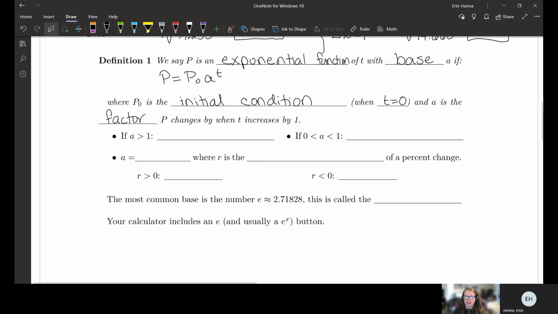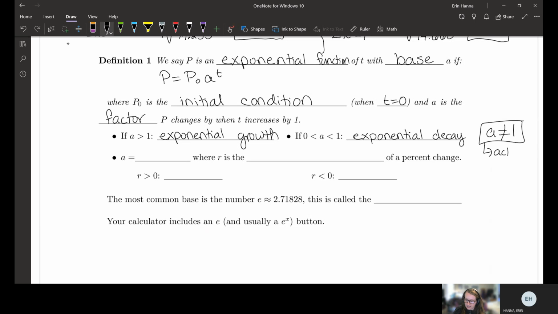So going back to this idea, we have P naught a to the t. Now the a value, if a is greater than 1, we're going to have what's called exponential growth. And if a is between 0 and 1, we're going to have what is called exponential decay. Now, one very large note is that a does not equal 1. That is not a thing. You can't have an exponential function where a is 1. This would actually turn out to be linear.